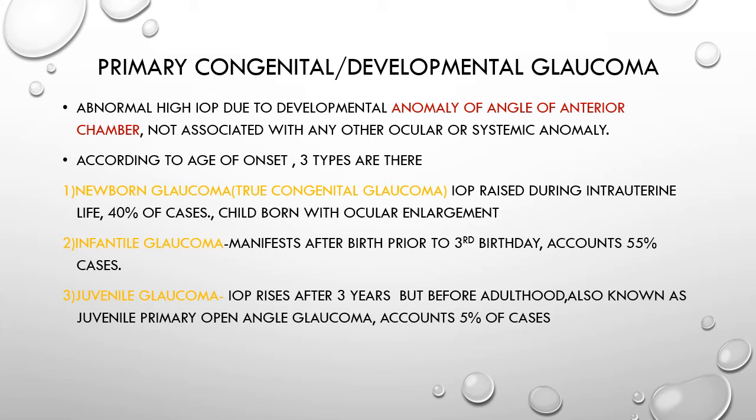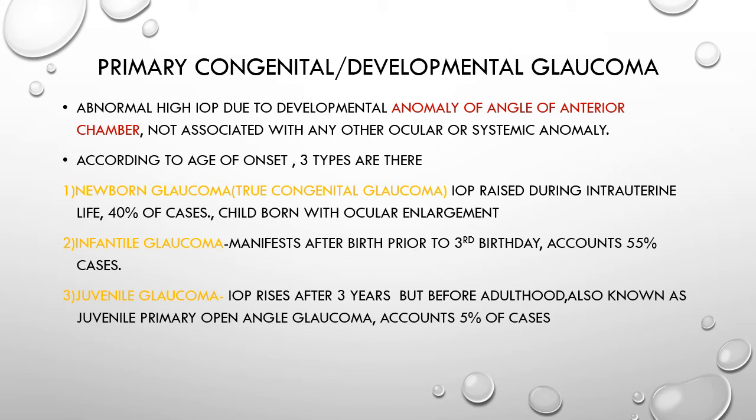True congenital glaucoma is one where IOP is raised during the intrauterine life itself. When the baby is inside the uterus, that time only there is a raised intraocular pressure, and when the child is born, you can see the very big enlarged eyeballs. Whereas infantile glaucoma starts to manifest after the birth but before the third year of the child. In 55% of cases you see such kind of glaucoma.